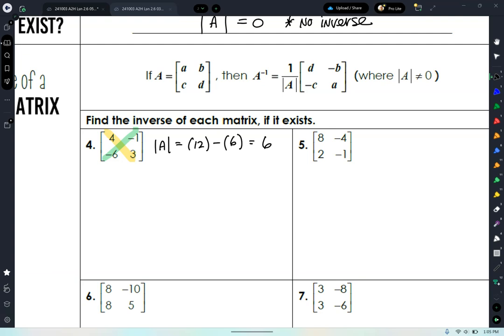It is not 0, which means that there is an inverse for this matrix. There is a matrix that we can multiply by matrix A here to get the identity matrix. And here's how we find it.